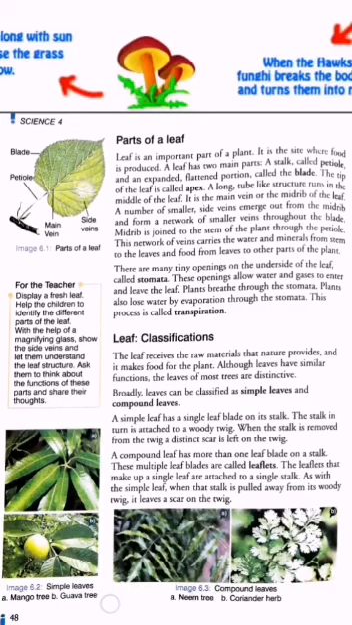These structures which are present on the leaf provide all the essential things to the leaves, and the food which has been prepared in this part of the leaf is supplied to the whole plant.